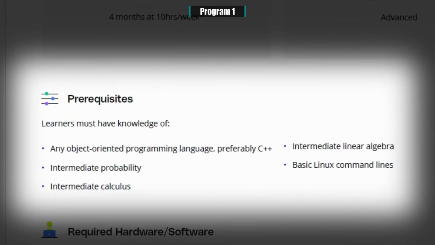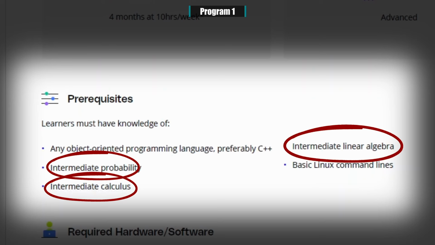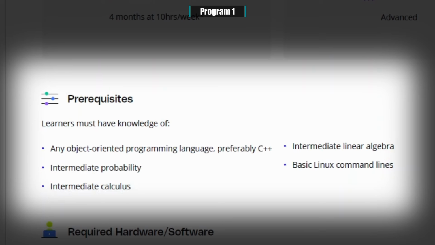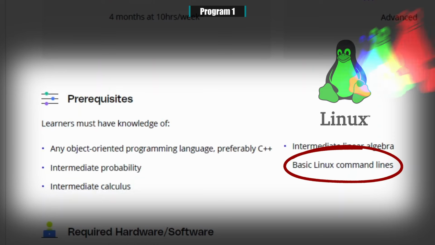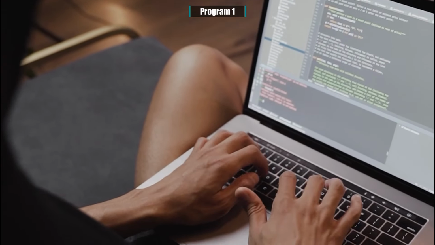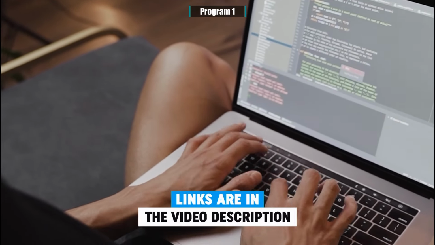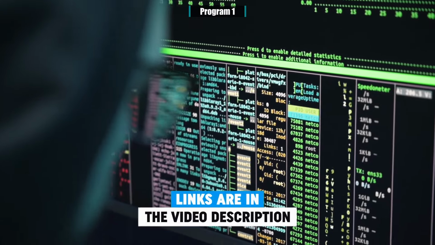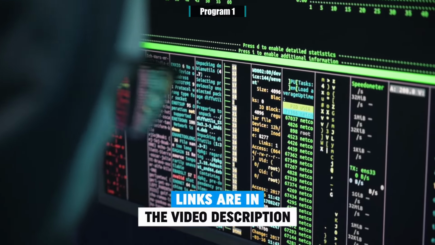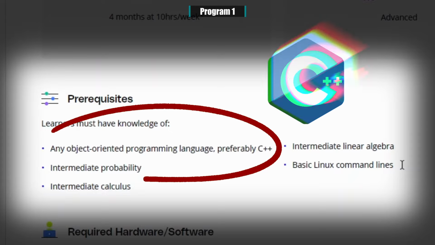However, if you look at the prereqs, all you need to know is basically math, which is probability, calculus, and linear algebra. So if you are pursuing a degree in engineering, or you have a degree in engineering, chances are you already know all of these math fundamentals. The second thing is you need to be familiar with Linux command lines. If you do not know Linux or you haven't used it, you can really pick it up in a matter of a week or so, maybe even a few days. I'll link a good free online program where you can learn the basics of Linux in the description box. And then also you need to know C++.